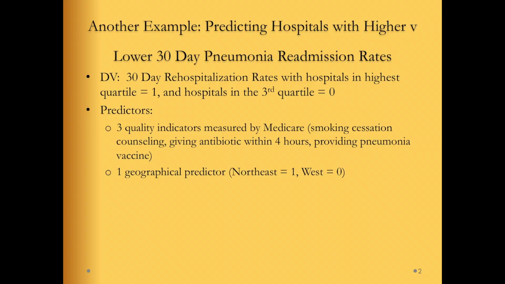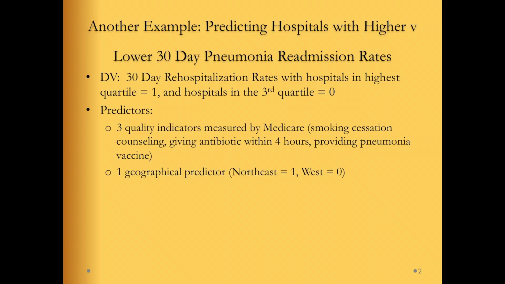The dependent variable in this analysis will be those hospitals that fell in the highest quartile on 30-day rehospitalization rates, which are coded as 1 and serve as the target group in this analysis. Hospitals that fell in the next lower quartile were coded 0 and served as the reference group in the analysis.